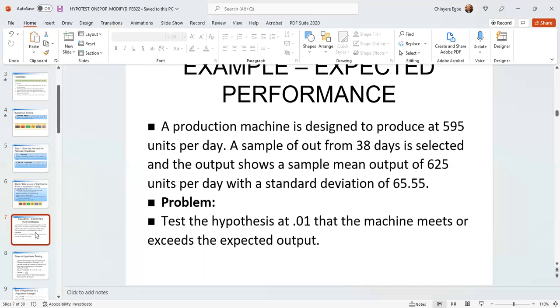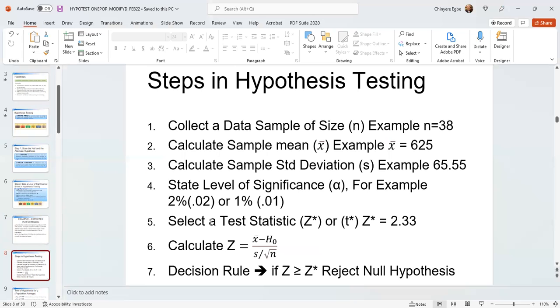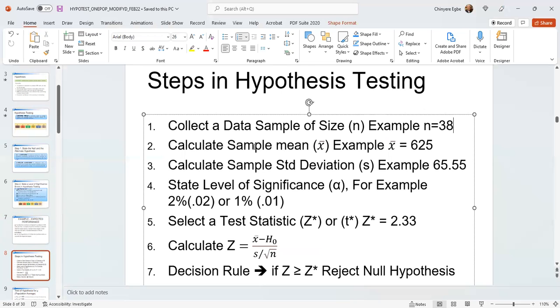So now we're going to test whether the machine actually produces an average of 595 a day, or maybe more than 595 a day. We collect a sample of data, and in this example the sample size is 38. We calculate the sample mean, which gives us 625. We calculate the sample standard deviation, which gives us 65.55. I'm going to go through an actual example to show what we mean.